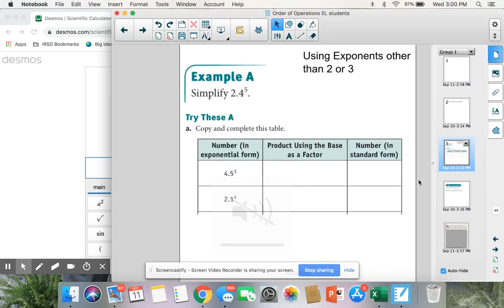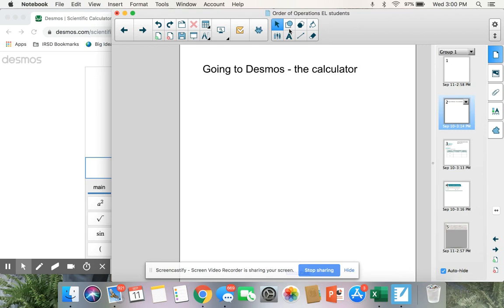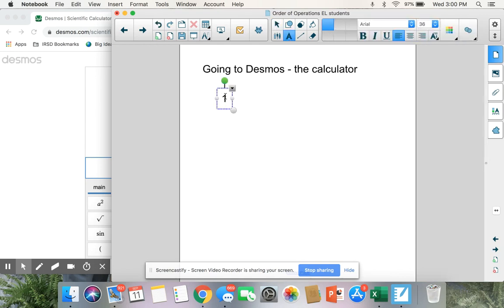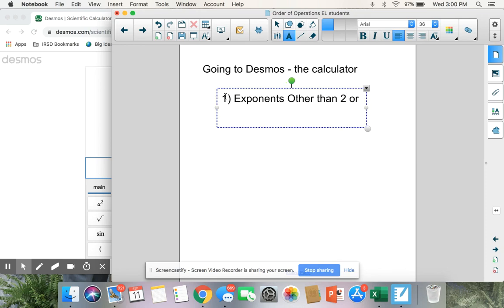Okay, so for this lesson, we are going to talk about two things. The first thing that we're going to talk about is exponents other than 2 or 3. And then the second thing we're going to talk about today is order of operations.